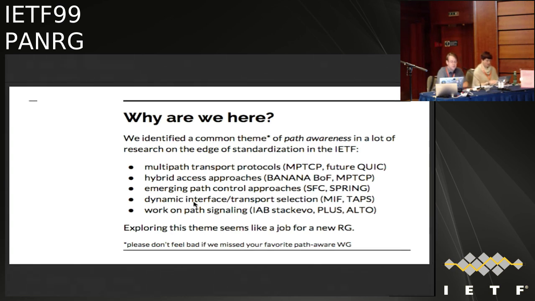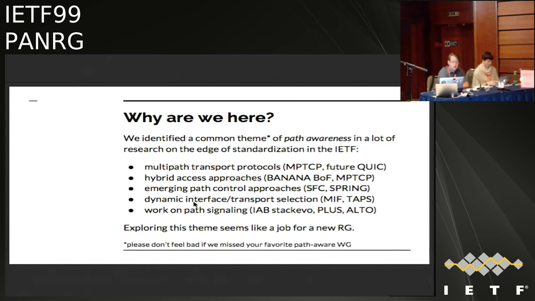There's also a lot of work on hybrid access approaches. This is where you take two access network links and bond them together and do things with flows over those. So you're doing traffic engineering to the access network. There was the banana BOF on Monday. That's an effort that's been going on for a while. There's also work on proxying and MPTCP for this.